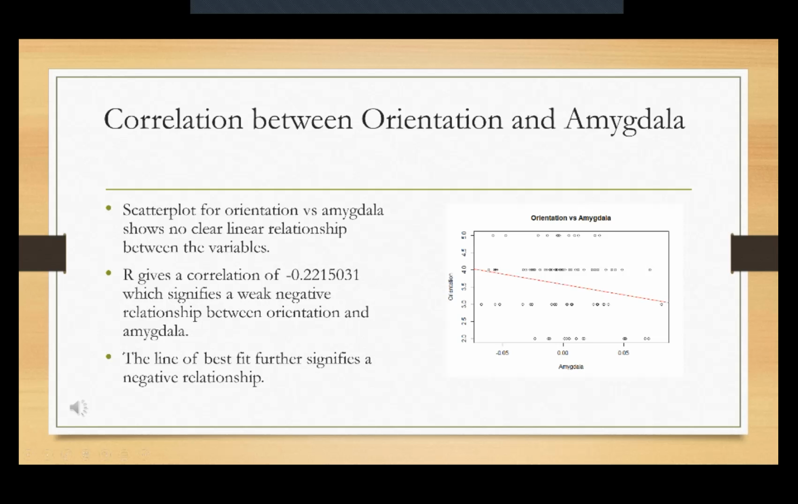We will first look at the scatter plot for orientation versus amygdala. The scatter plot shows no clear linear relationship between the two variables. R gives a correlation of approximately negative 0.2215031, which signifies that there is a weak negative linear relationship between orientation and amygdala. Looking at the line of best fit, we see that it is negative sloped, and thus further signifies a negative relationship between the two variables.